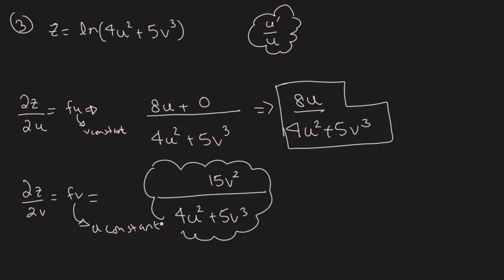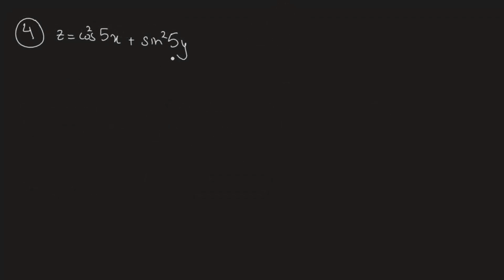Okay, now let's move on to another problem. Okay guys, so this is our last problem. So here we have z equals cosine squared of 5x plus sine squared of 5y. So we have to find the derivative of this with respect to x and y, since this function is a 2-variable function. So with respect to x and with respect to y.